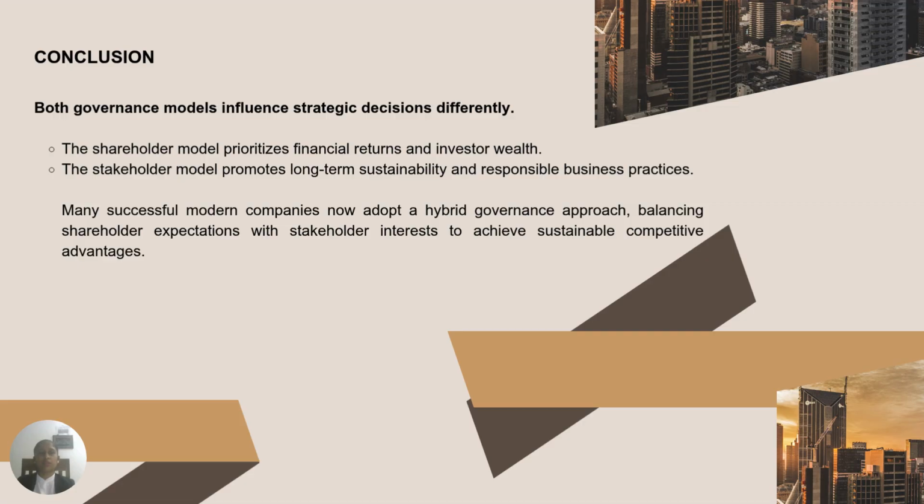Finally, this is the conclusion of this analysis, and we can identify that both governance models influence strategic decisions differently. The shareholder model prioritizes financial returns and investor wealth, while the stakeholder model promotes long-term sustainability and responsible business practices. And finally, we can say many successful modern companies now adopt a hybrid governance approach because it can balance shareholder expectations with stakeholder interest to achieve sustainable competitive advantage.